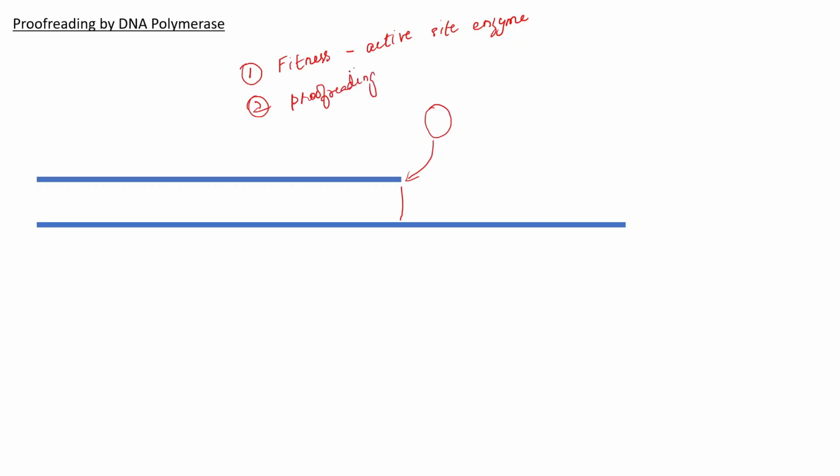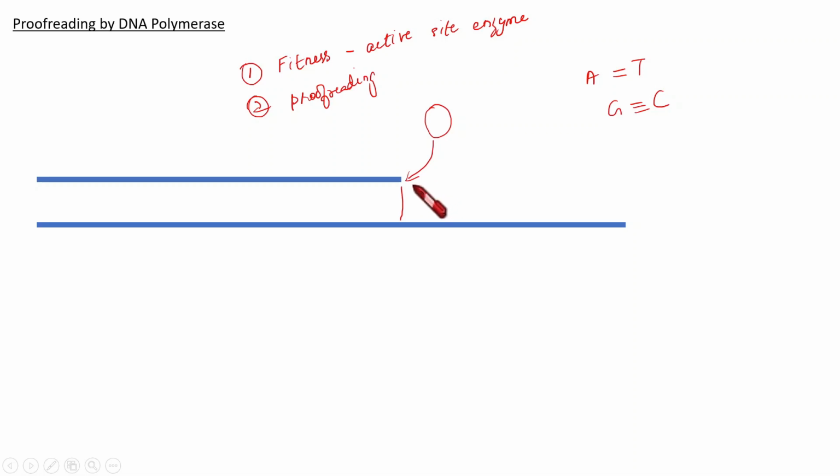Proofreading method. How is it doing that proofreading? It checks whether the hydrogen bond formed between the newly added nucleotide and the nucleotide in the template strand is correct or not. We know that between adenine and thymine there should be 2 hydrogen bonds, and between guanine and cytosine there should be 3 hydrogen bonds. So by checking all those things, DNA polymerase can understand whether the added nucleotide is correct or not.